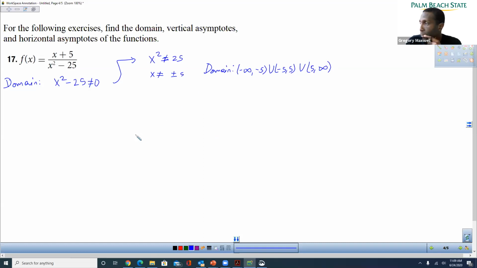Any questions about that? Next, find our vertical and horizontal asymptotes. To do that, we're going to factor the expression: x plus 5 over x plus 5 times x minus 5. And then I'm going to simplify that.